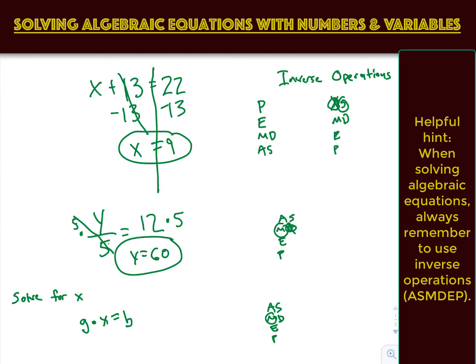I want you to visualize to yourself, what is it that I would do to get x by itself? What inverse operation would I do? And what should I be left with? Go ahead and take a few seconds to think about that.